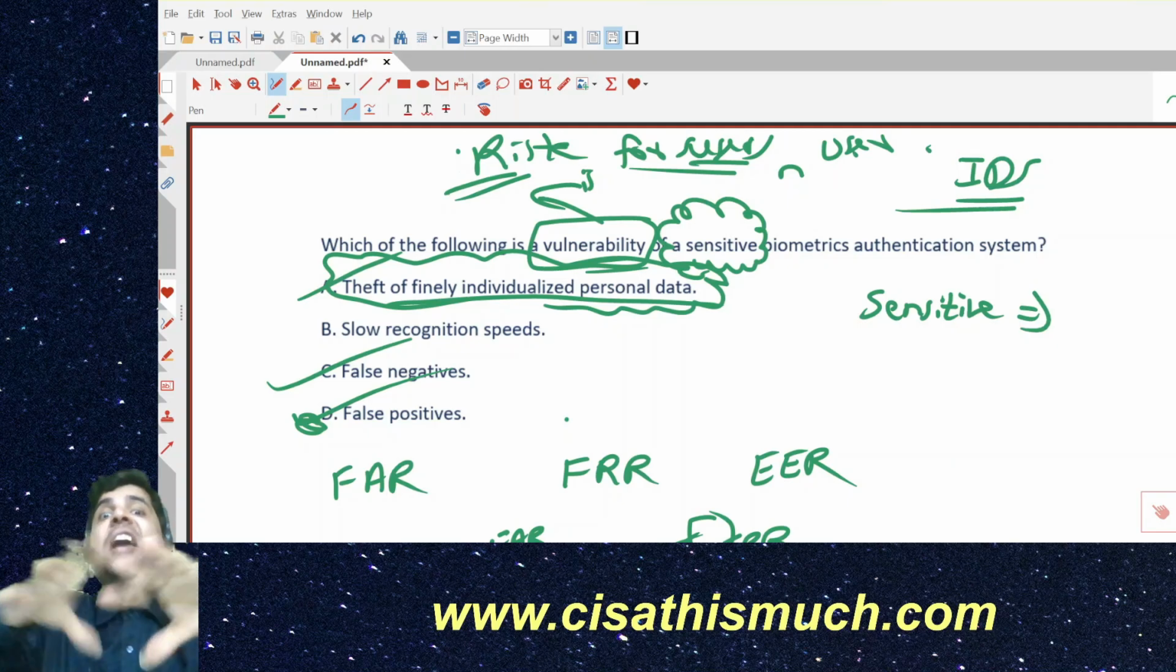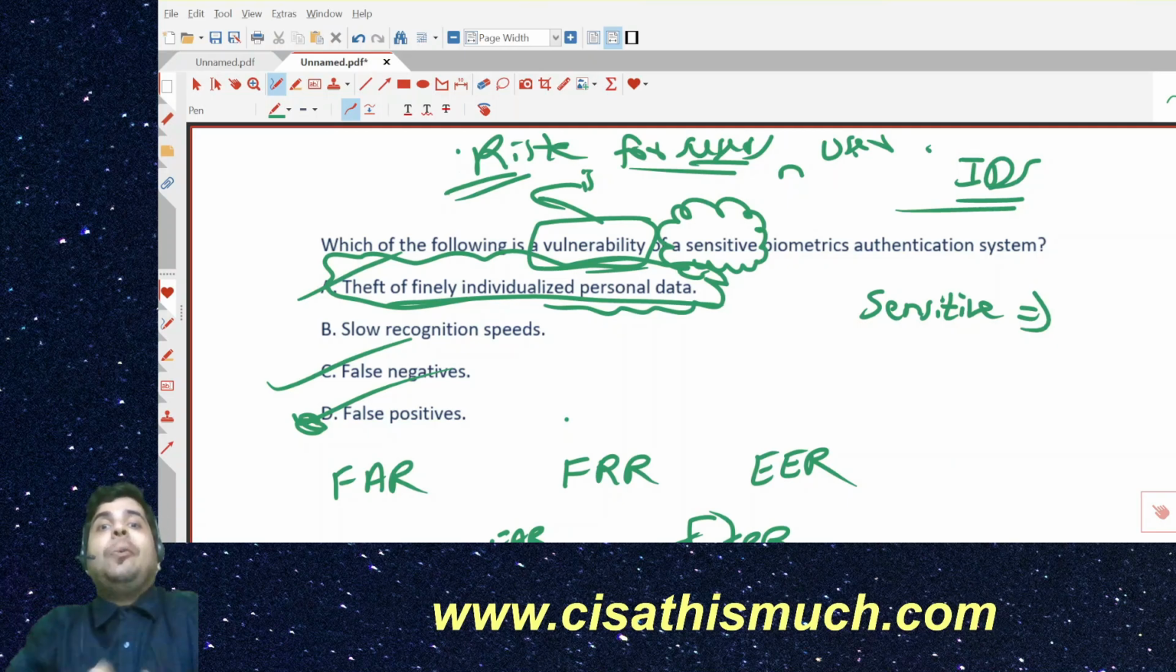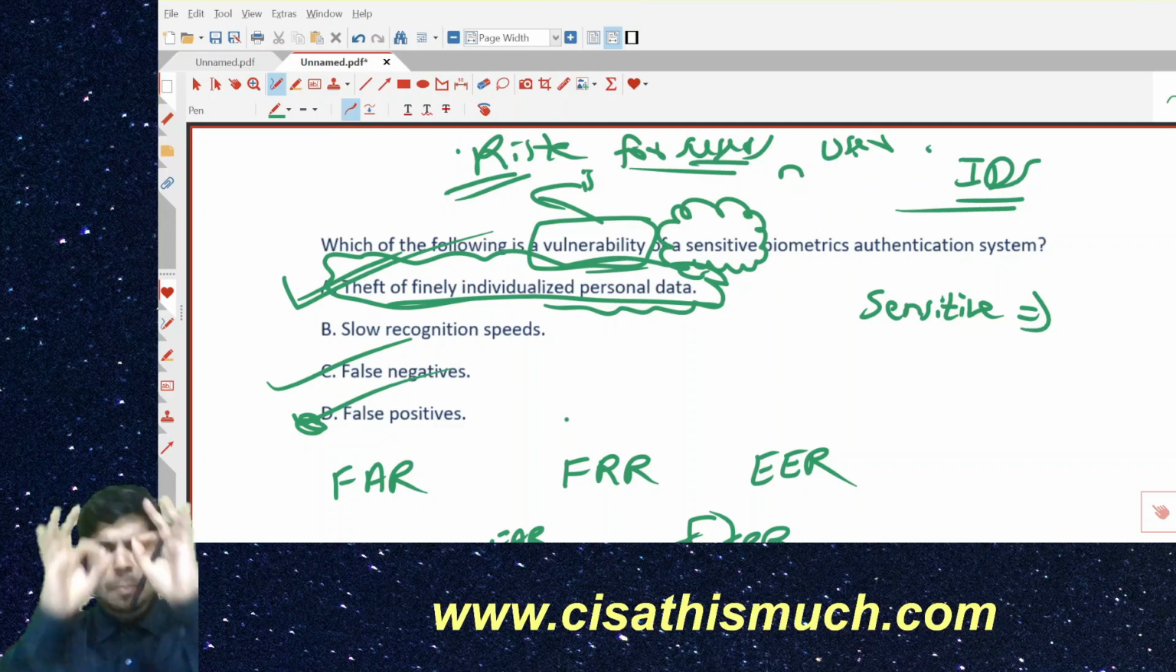They are indirectly asking a question on retina scan, and the retina scan has the least user acceptance. Even though it is very sensitive, the reason is that there is theft of finely individualized personal data. So when that is the question, the answer will be option A. When the question has the word vulnerability, the answer will be a vulnerability of a biometric authentication system. Again, repeat.